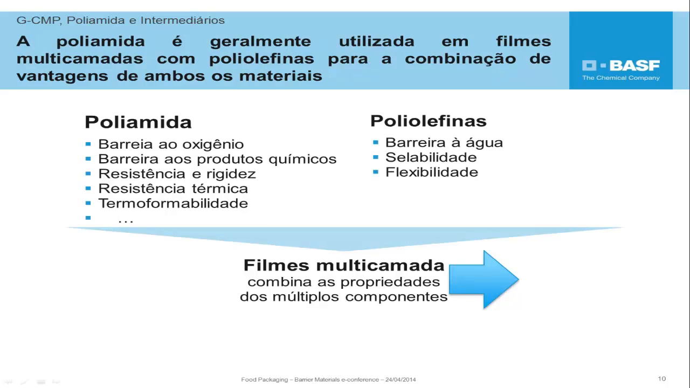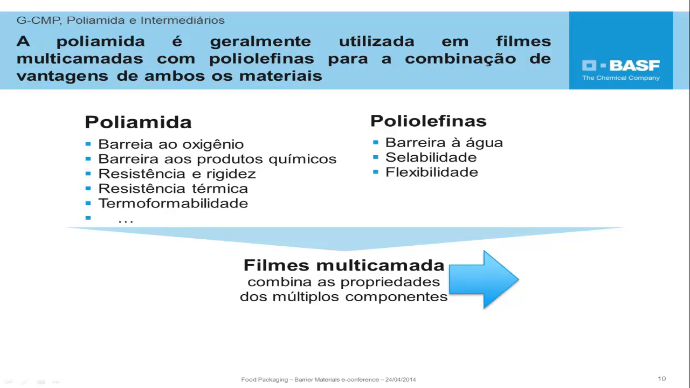Slide 10. In general, what we notice about the types of plastic packaging is that it is difficult to get the properties required in a monolayer packaging. So, to get all the properties and meet all the technical requirements of the packaging, the use of a multilayer film with multiple components is required. In the case of polyamide, we have a barrier to oxygen, to chemicals, resistance, stiffness, heat resistance, thermoformability, etc. In the case of polyolefins, barrier to moisture or water, sealability, flexibility. Thus, combining materials in different layers, it is possible to combine properties on demand by the final packaging, with the various properties that are needed to be able to store this product.